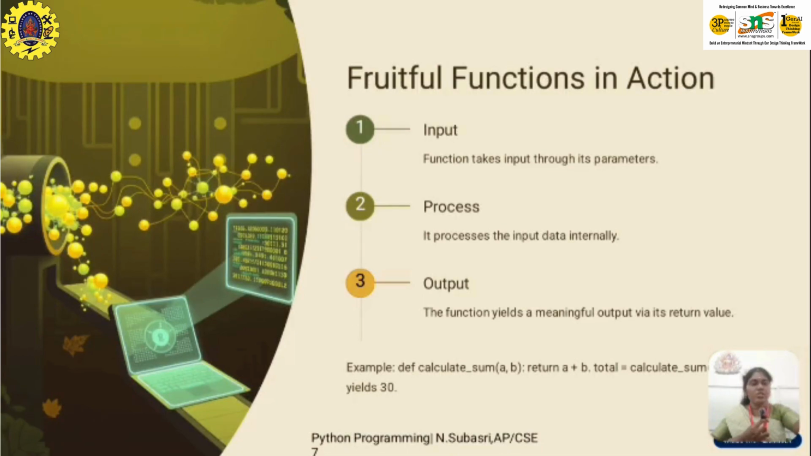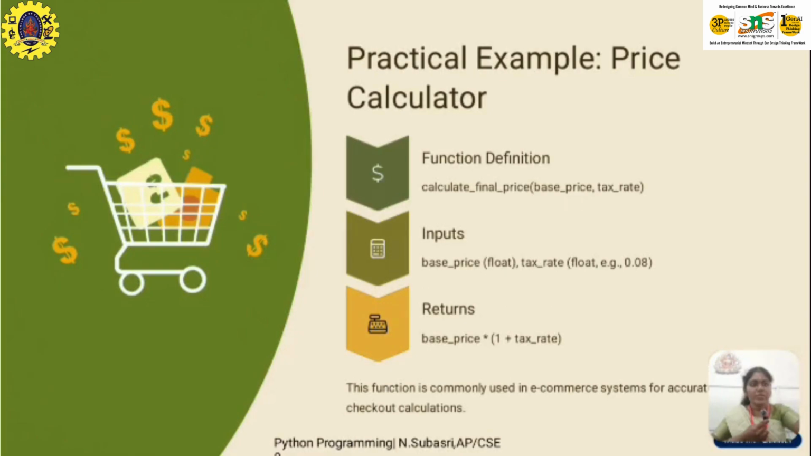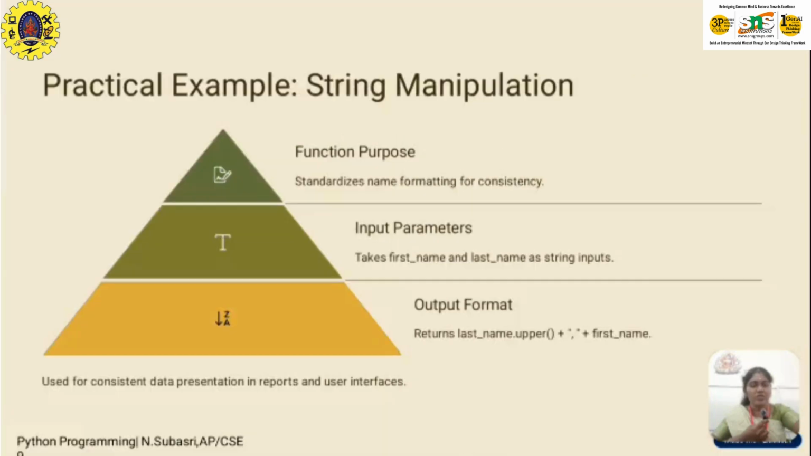In the fruitful function, the data we give goes in through the input phase and the process starts. After that, it does the internal processes, and the output is given as the return values. Practical examples are calculators, where we have function definitions, calculate with the inputs we give, and return the value. That is for the price calculator we have taken. And also for string manipulation techniques, with function purposes, input parameters and output formats.